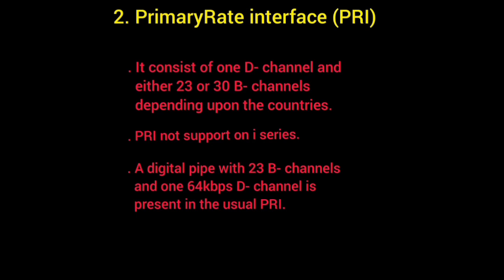The second one is Primary Rate Interface, PRI. It consists of one D channel and either 23 or 30 B channels, depending upon the country. PRI, Primary Rate Interface, is not supported on I series. A digital pipe with 23 B channels and one 64 kbps D channel is present in the usual PRI.